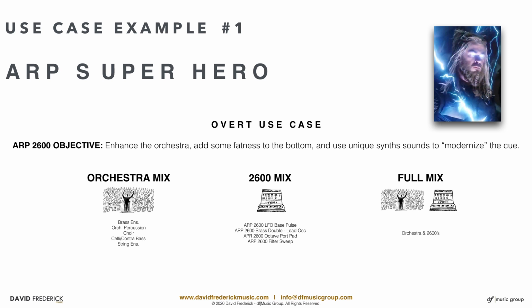I've created another synthesizer lead sound that's going to double the brass part. And then I've got the traditional filter sweep. And then I've got another lead sound where I'm doing this octave thing with portamento to really get some movement going on with this. So why don't we take a listen to the 2600 mix alone.